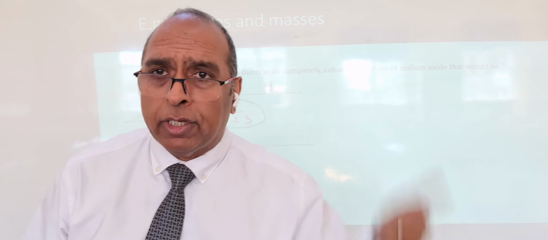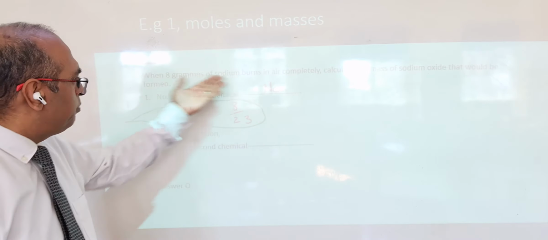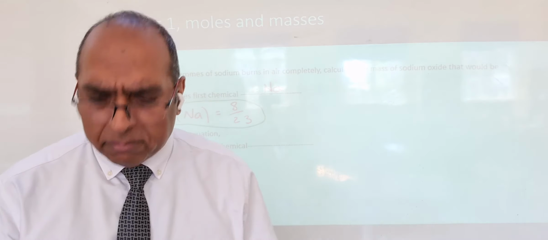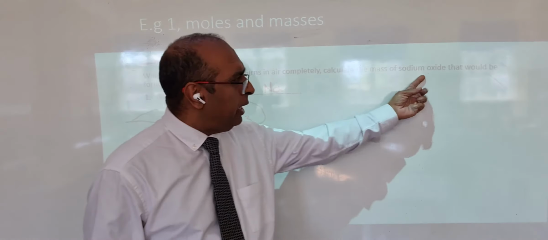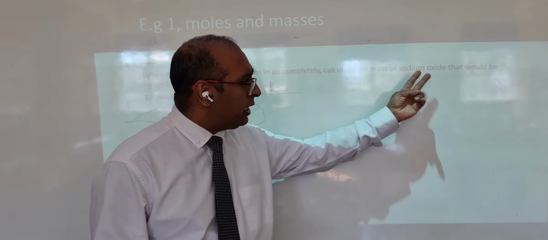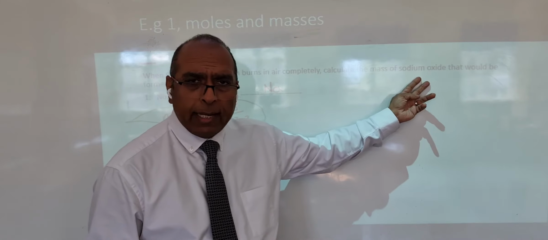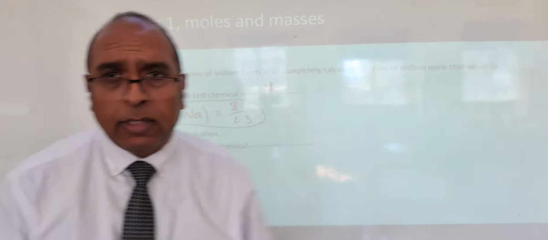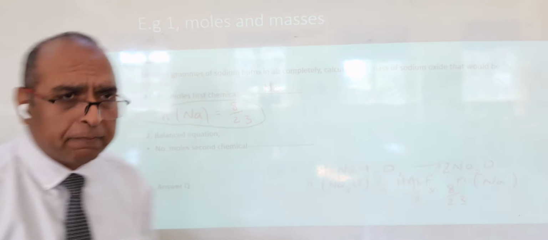Step one, done. Second step, you want a balanced equation. Balanced equation for what? Well, it's burning. 8 grams of sodium burns, so you need a balanced equation for the burning of sodium. And from that balanced equation, the second chemical: calculate the mass of sodium oxide. So sodium oxide is your second chemical, and what does it want you to work out? Oh, the mass of it. So you're going to have to use that first mathematical mass equation again to get the answer. Let's have a look at the second step.